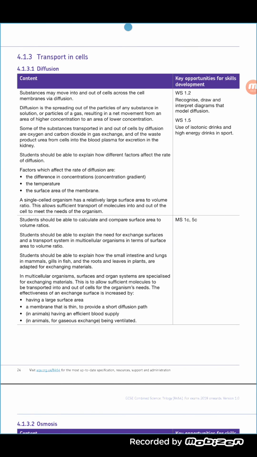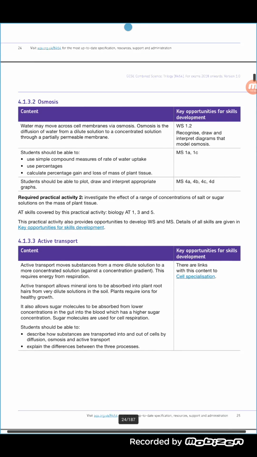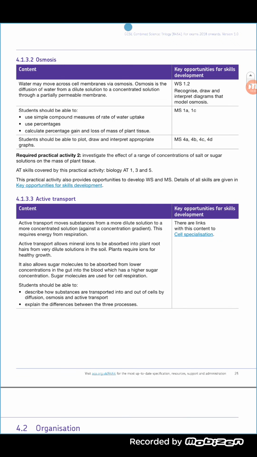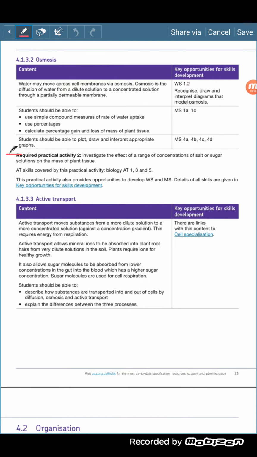We then move on to osmosis, which is the movement of water from an area of high water concentration to low water concentration down a concentration gradient, but it has to go through a semi-permeable membrane. Really important to know that. And you'll remember that we did an experiment on potatoes, and this is another required practical here where you can see that we need to be able to talk about the effects of osmosis.